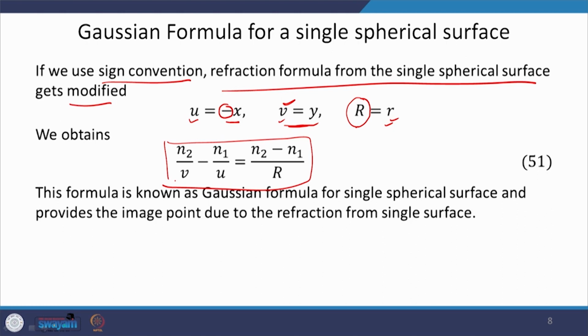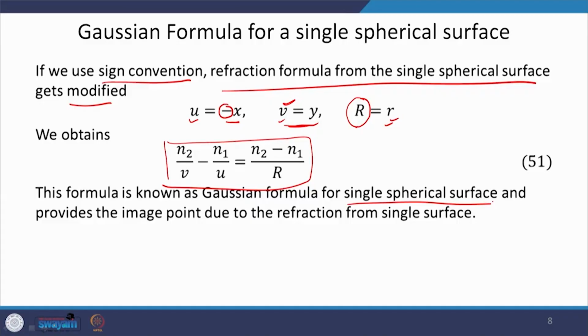This is the famous Gaussian formula, and you must have seen it in your previous, junior classes. This formula is valid for a single spherical surface, and it provides the image point due to refraction from a single surface, spherical or even non-spherical, because the radius of curvature decides whether the surface is spherical or non-spherical.